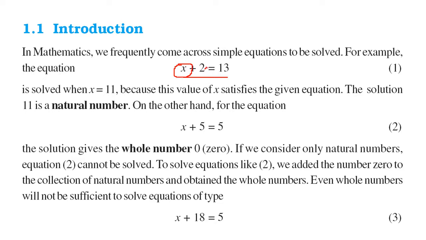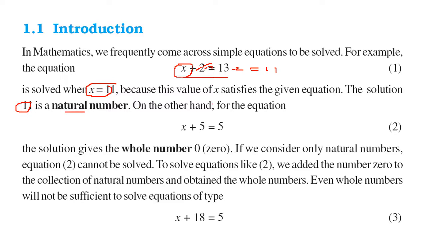the sides, that is minus 2 here. Then 2 gets cancelled and 13 minus 2 is 11. So it gives you 11. So x is equal to 11, which is actually satisfying this equation. So this 11 is actually a natural number. Natural numbers are the natural counting numbers, and these are called natural numbers.